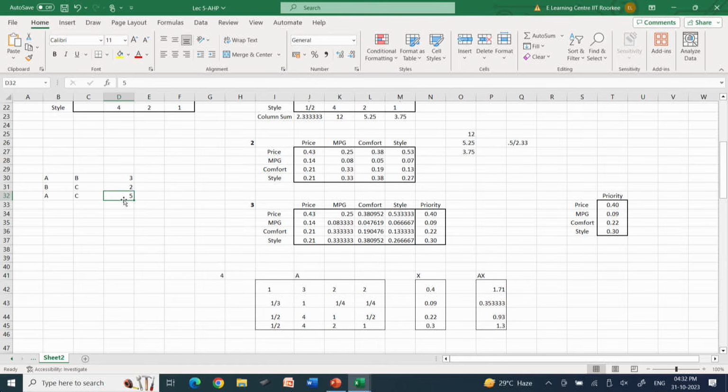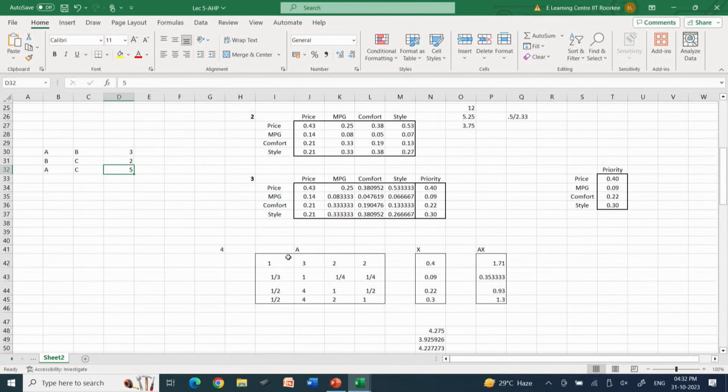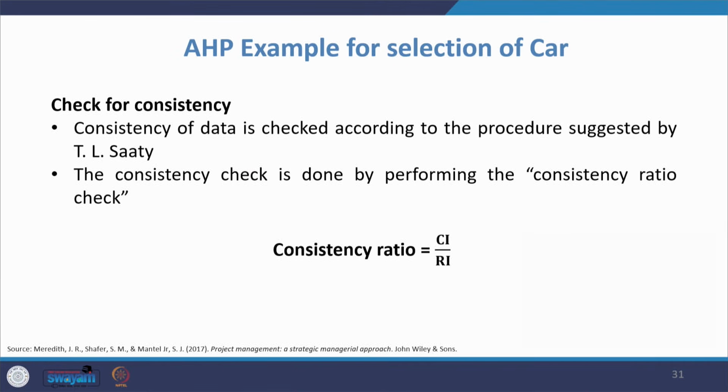We have considered 4 criteria. So, how do we find out that pairwise comparison matrix? I go back to my presentation now. Yeah, how to check the consistency?